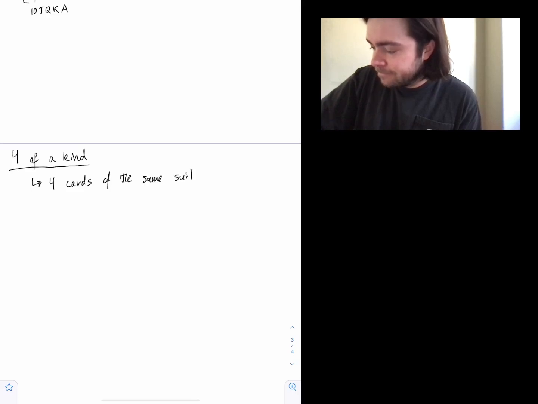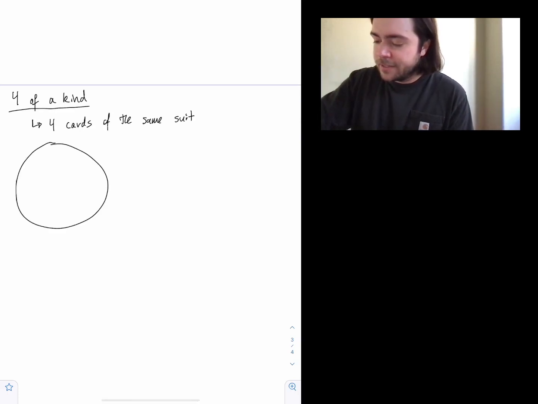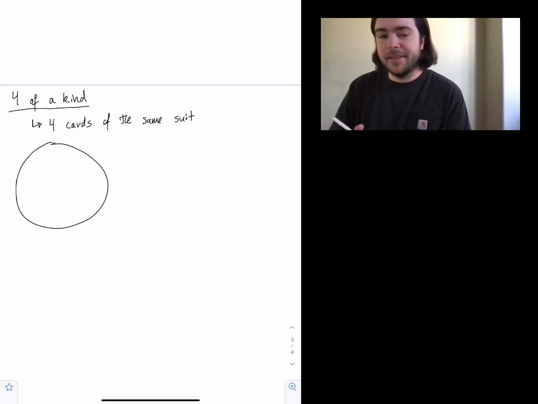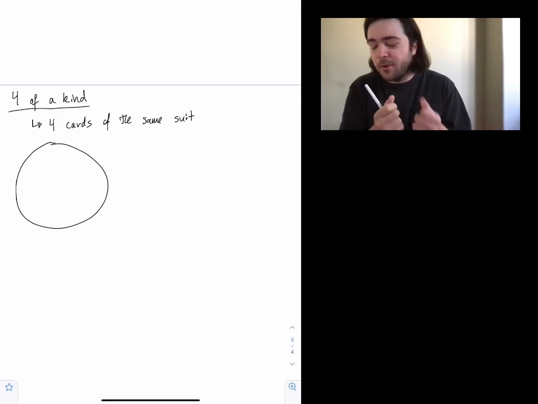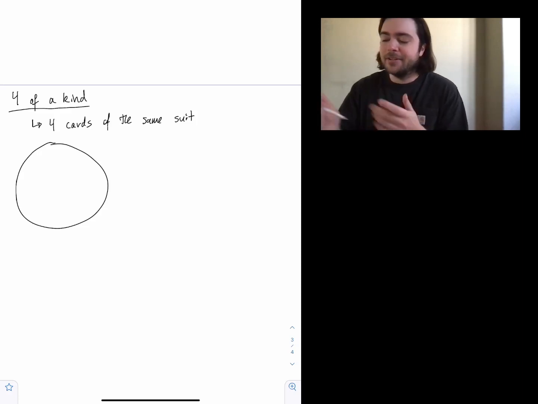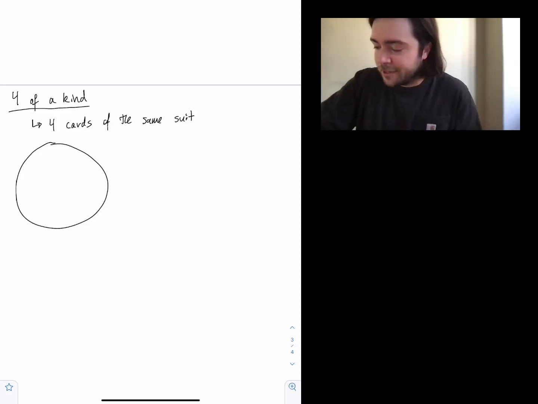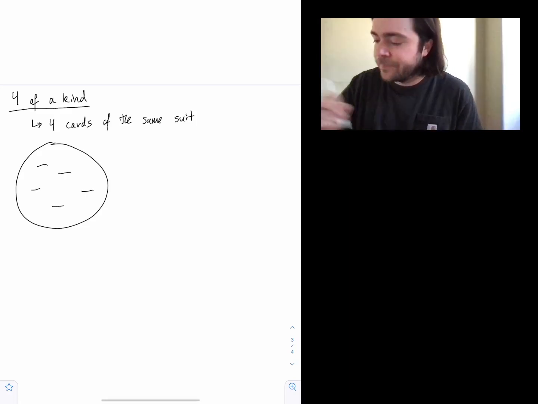Okay, 4 cards of the same value. So if we draw a little circle here, this is sort of maybe thinking of our hand. And remember, in a 5-card hand, we don't care what order the cards are in. We just care about the set of 5 cards we have. So that's why I draw it in the circle. It's just going to be these slots for cards that are just somewhere in the circle. We don't care about any order for them.